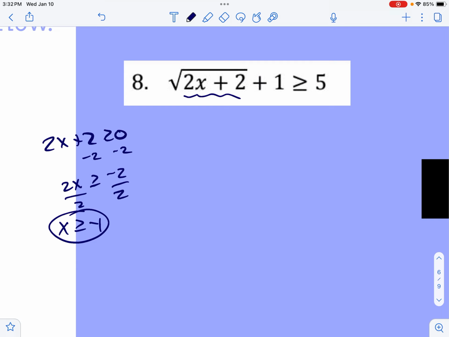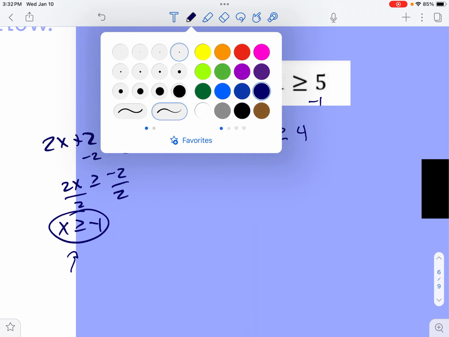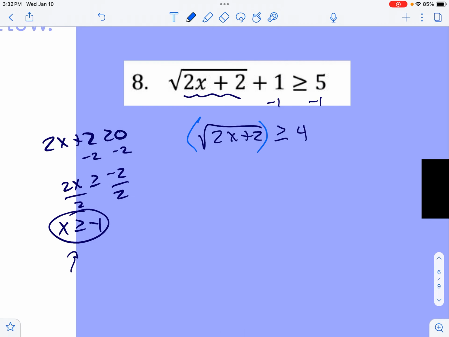So we'd graph our answer and then basically what our domain would be. Domain values could or couldn't be on the number line. So subtracting 1 first of all, the square root of 2x plus 2 is greater than or equal to 4. I'm going to square both sides. And the square cancels out the square root, and I get 2x plus 2 is greater than or equal to 16 again.